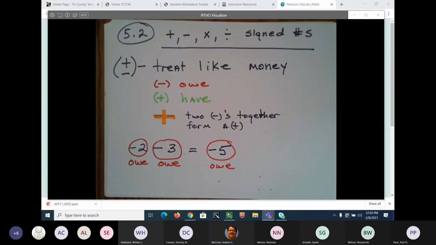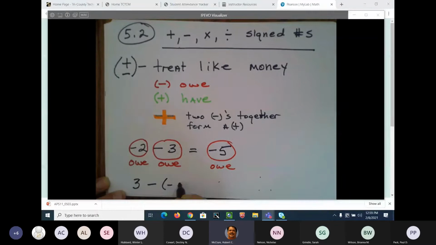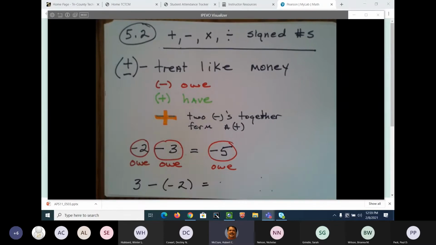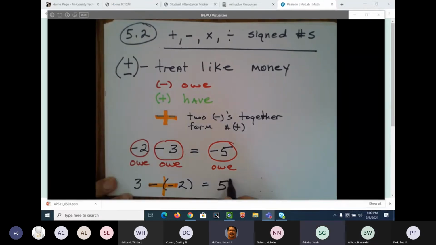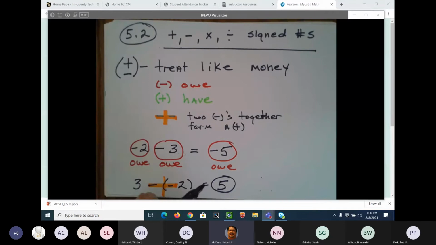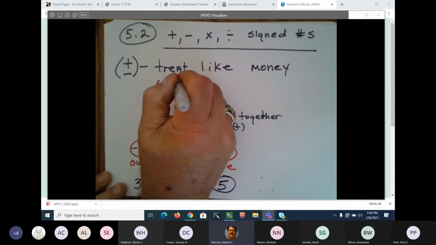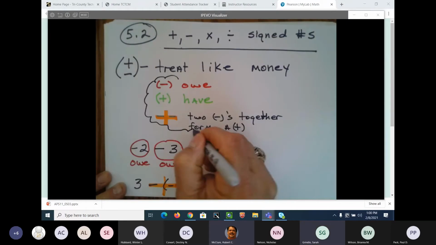Let's do another one. 3 minus a -2. Well, first thing I'm going to do is grab my handy dandy orange marker and turn that into a positive. And somebody tell me what 3 plus 2 is. 5. Piece of cake. Then why do people have trouble with positives and negatives? Because they've been taught 15 different rules and you only got to know what? 3. You only got to know 3.